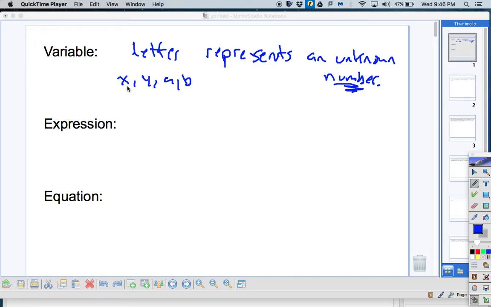So make sure you do number things with them. And sometimes I'll refer to these as numbers, even though technically they're letters, because I want to emphasize the part that it is that unknown number. It's a number, you just don't know which it is. Okay?